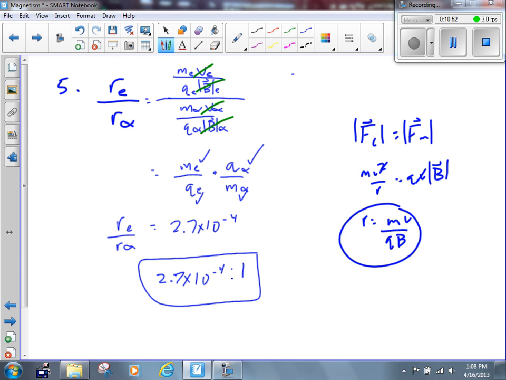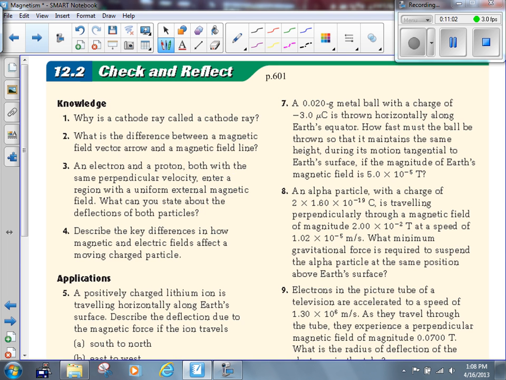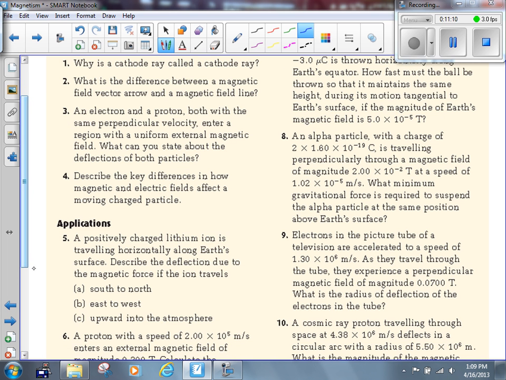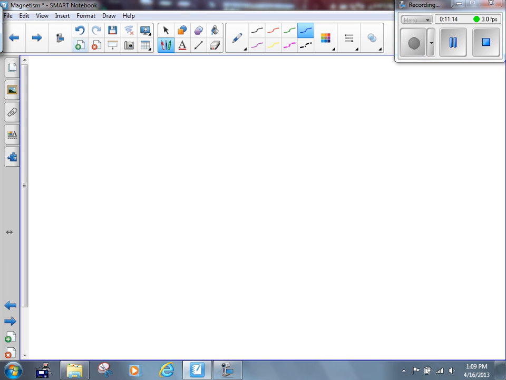multiple choice question. All right, we had 8 check and reflect questions on 601 as well, 3 to 10 except for 6b on page 601. Any issues with those questions, please? All right, 4, 5, and 6 we need to go over here. The first one says, describe the key differences in how magnetic and electric fields affect moving charges.